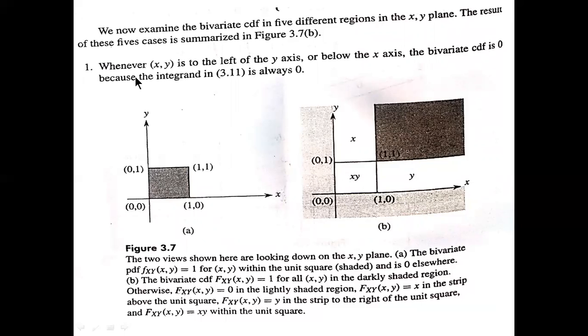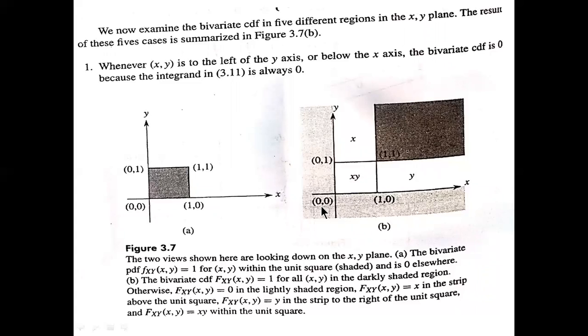Okay, so the first region is whenever x,y is to the left of the y-axis, this is the y-axis, left of the y-axis is this, or below the x-axis, this is the x-axis, and below the x-axis is this. So this shaded area over here is what he's talking about in point number 1. The bivariate CDF is 0 because the integrand is always 0.